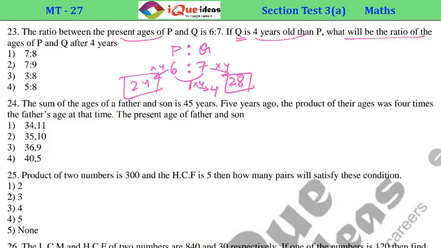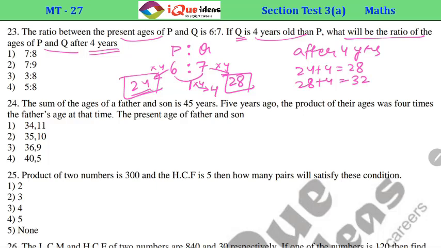Now, question is, what will be the ratio of ages of P and Q after 4 years? Let's see. After 4 years, the ages will be 24 plus 4, right? That is 28 years, and 28 plus 4, that is 32 years. Okay, so the required ratio is 28 is to 32. Divide by 4, you'll get 7 is to 8. So the correct answer of this question is 7 is to 8, and that is first option. Alright, so this was a simple question.